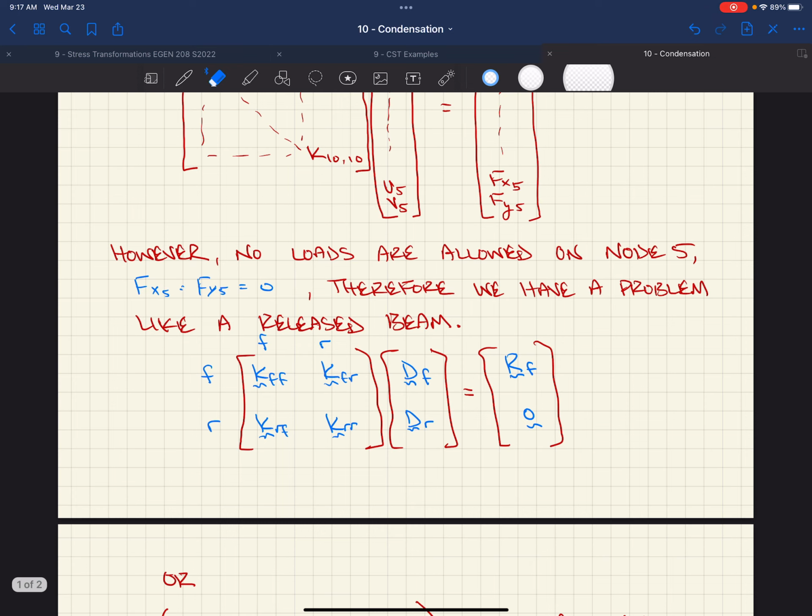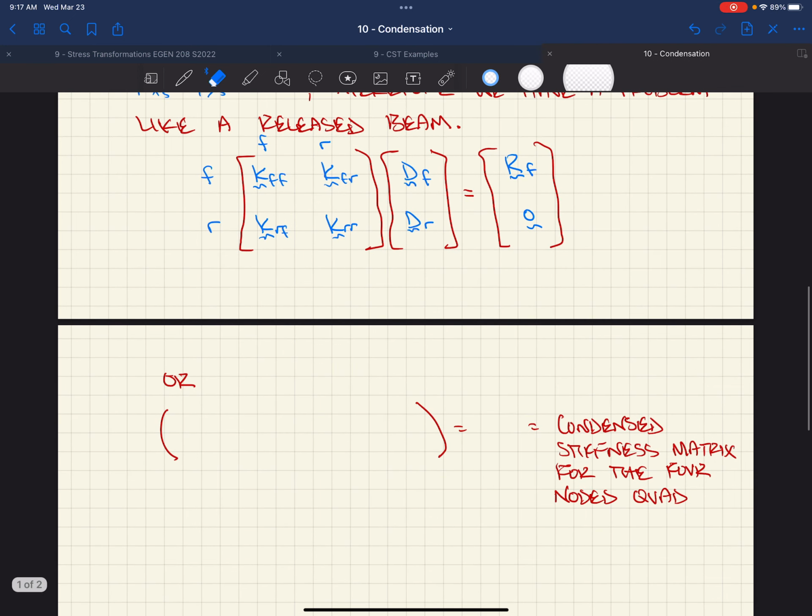We do this so that, if you remember, we come up with this new condensed stiffness matrix. See if I can get this right. So K_FF minus K_FR K_RR^-1 K_RF equals what we call K sub E, right? The condensed stiffness matrix for the 4-noded quad. So we get one stiffness matrix that gives us the behavior for this 4-noded element that someone would draw.